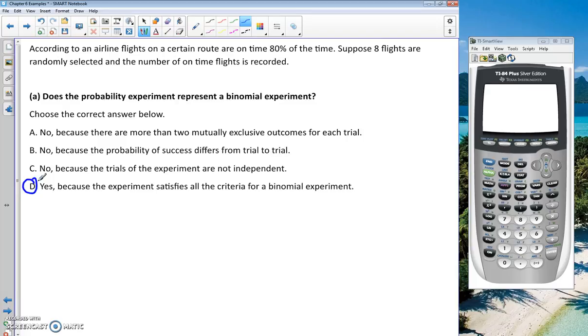Just a little tip there: if you're working with these in your homework and there are more parts, then chances are it's probably a binomial experiment.